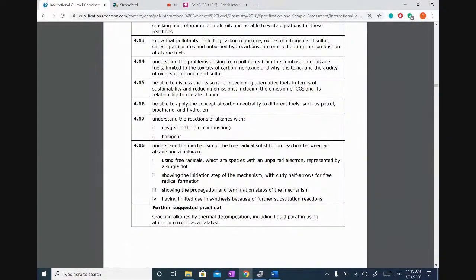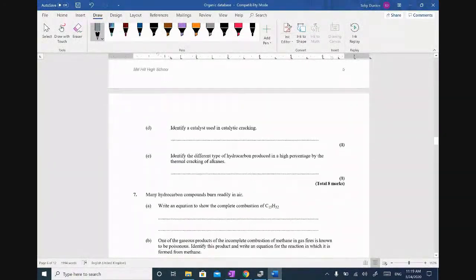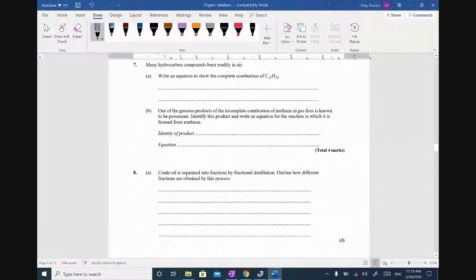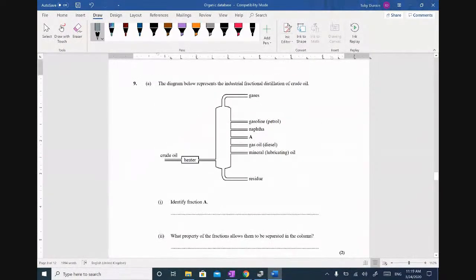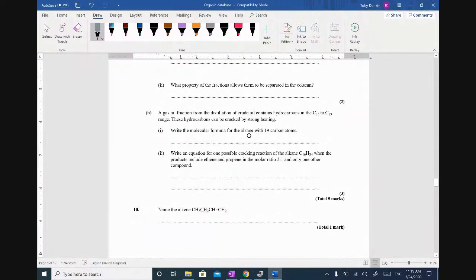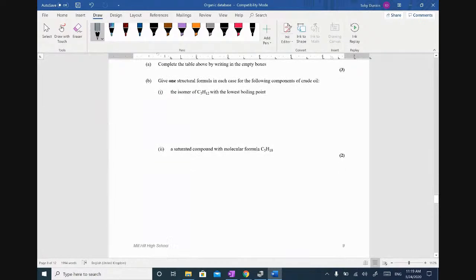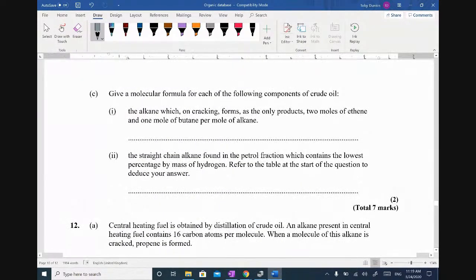Right, it's now 11:20. That brings us to the end of cracking. Just to identify the catalyst, use the aluminium oxide now. Identify the different types of hydrocarbons. Is there any other question here that would be useful? 2-to-1 ratio, giving the lowest boiling point, branch it as much as possible. There we go.